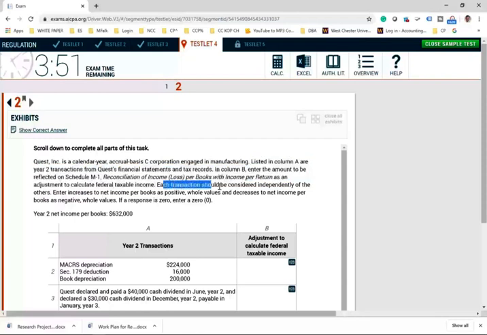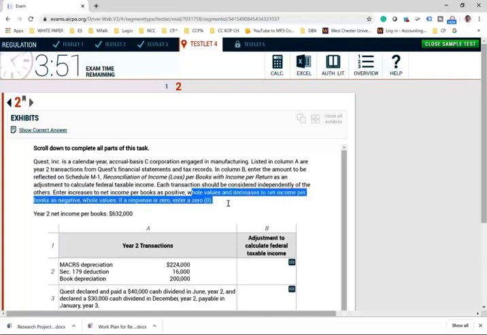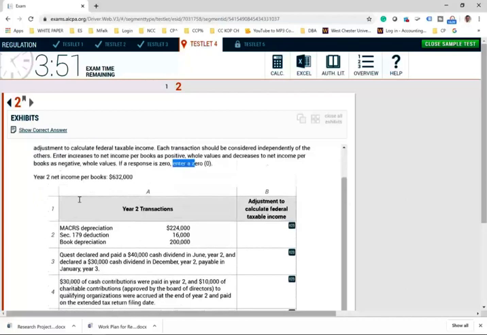Each transaction should be considered independently of the others. Enter an increase to net income per books as positive whole values and a decrease to net income per books as negative whole values. If the response is zero, enter zero. Basically, we're starting with year two net income per books of $632,000.